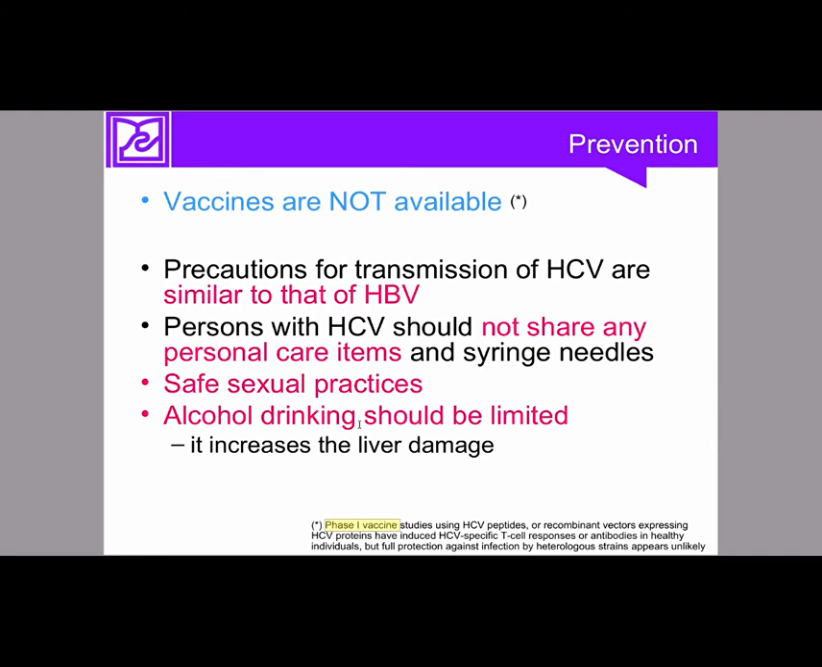The only way to avoid the spread is to follow the same recommendations that we follow to avoid the spread of hepatitis B. So safe sexual practices, so using the condom by males, or not sharing personal items like toothbrushes or razors or needles. And for people with chronic disease, alcohol drinking should be stopped because it increases the liver damage. This is also true for patients with chronic hepatitis B or chronic hepatitis D, the same.